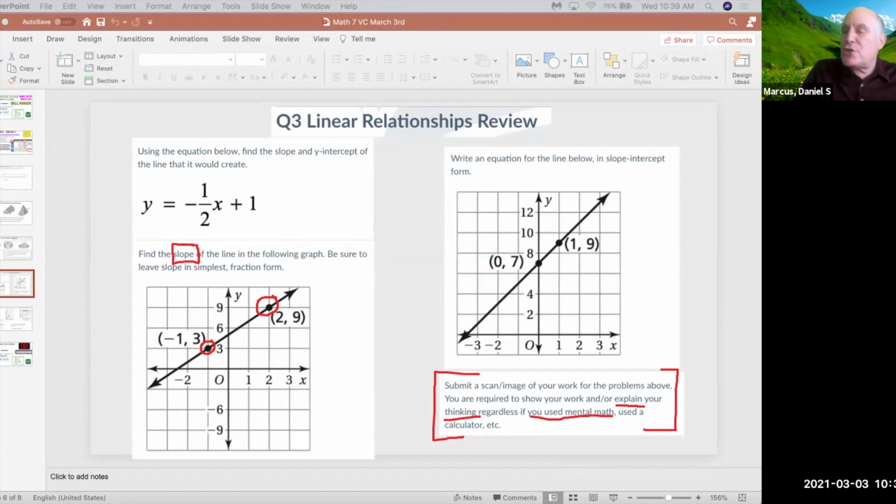So how do you show that? On your graph, you're going to say, I went up this many, and I went over, and I'm going to stop, or I'll be giving away the answer. But there are ways to show your work. Don't just give me the answers.